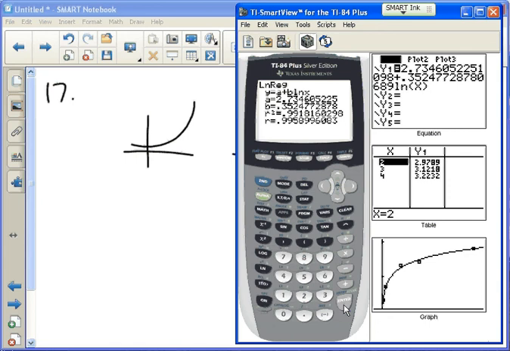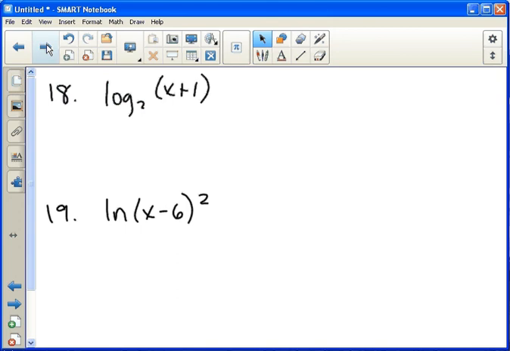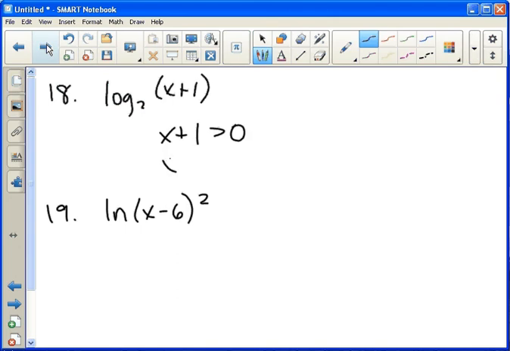Okay, number 8, we're looking at domain. So here's what you got to remember. The domain of logarithms has to be greater than 0. This inside part has to be greater than 0. So if I subtract 1 from both sides, I'm told that x has to be greater than -1, which means you can go from -1 all the way up to infinity.